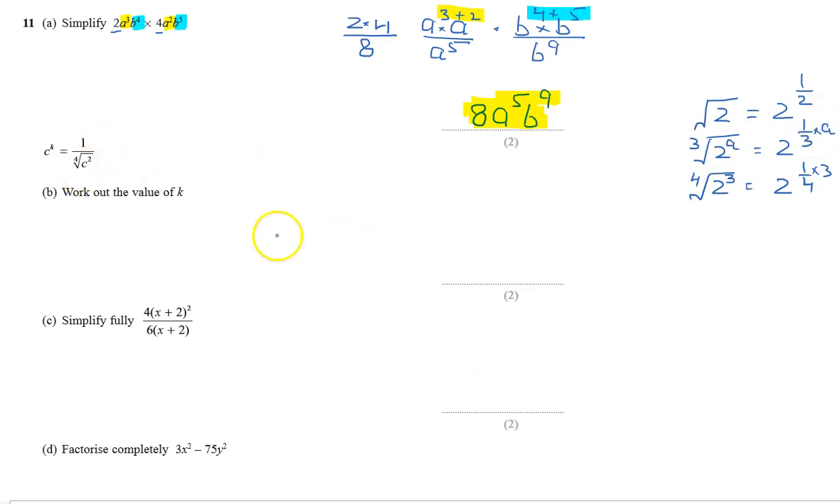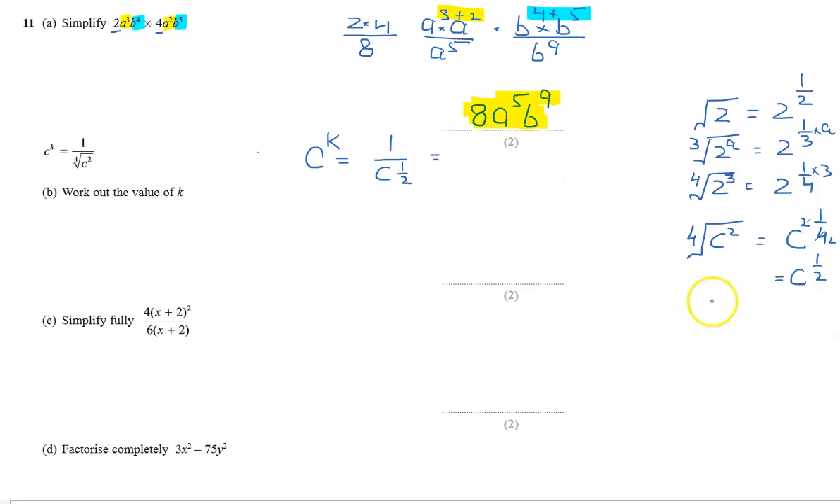Now we come to this question. We have the 4th root of c squared. So that means c squared to the power 1 over 4. We cancel it by 2, so it will be c to the power 1 over 2. So this we can write as c to the power k is equal to 1 over c to the power half.